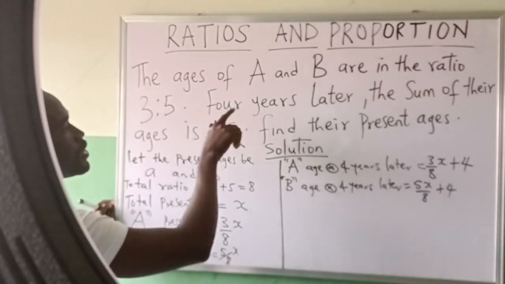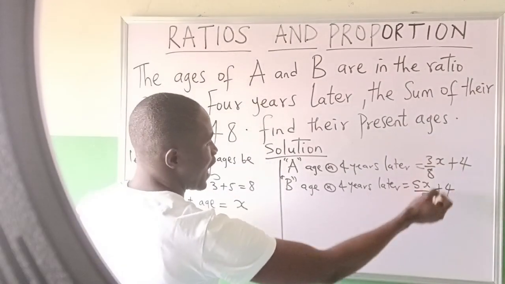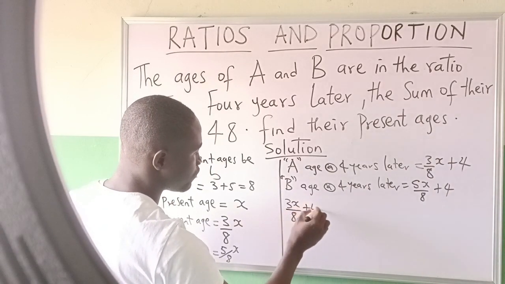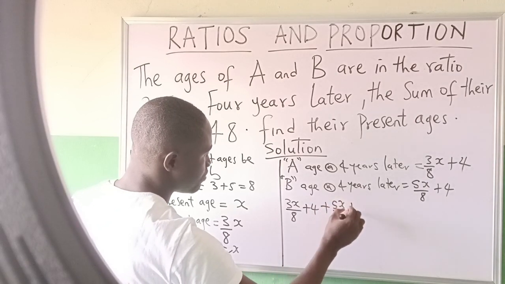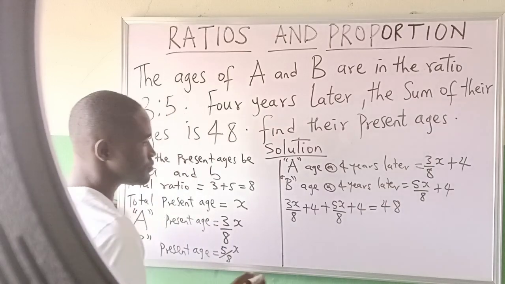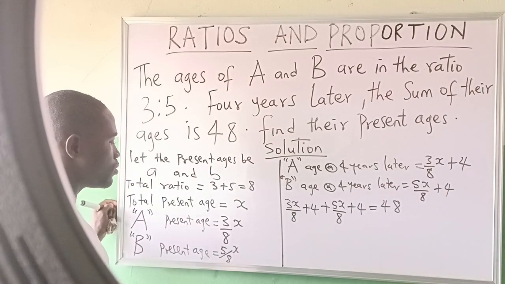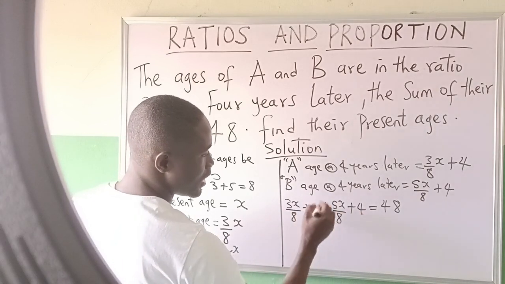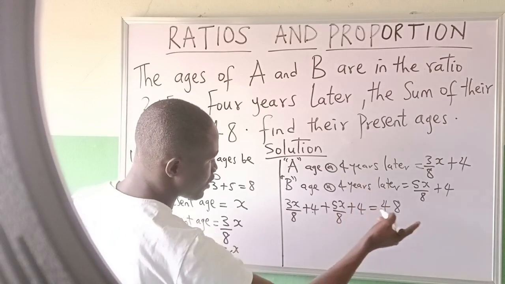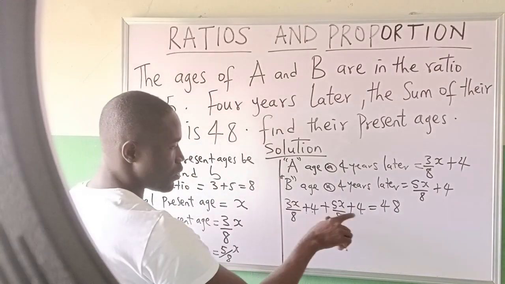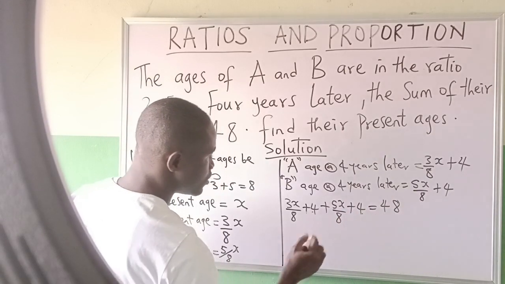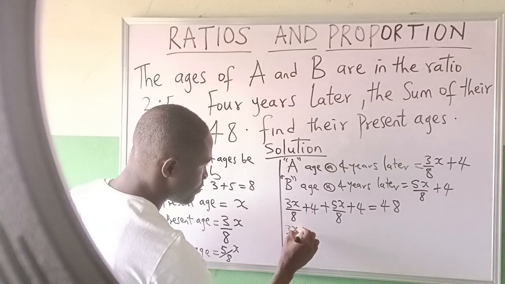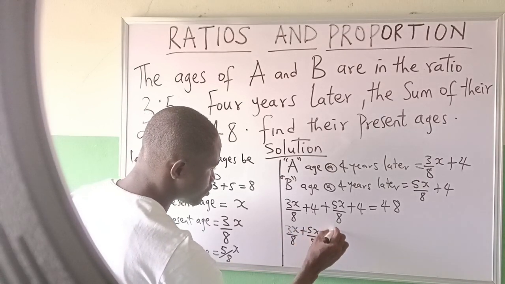Okay? So they say 4 years later, the sum of their ages is 48. Since sum means the result after addition, we add these: 3x/8 plus 4 plus 5x/8 plus 4 equals 48. So when I say this plus this 4, the 8 goes to the other side, it will give us 48 minus 8, that is 40. So we'll be having 3x/8 plus 5x/8 equals 40.